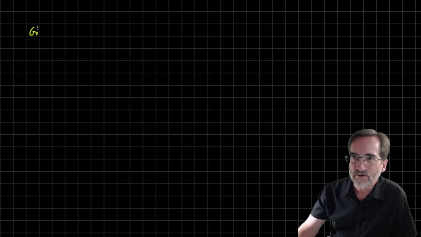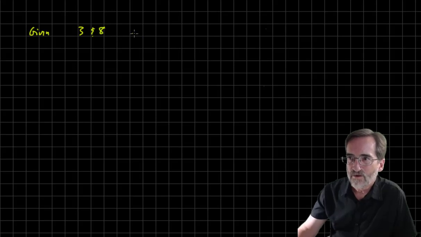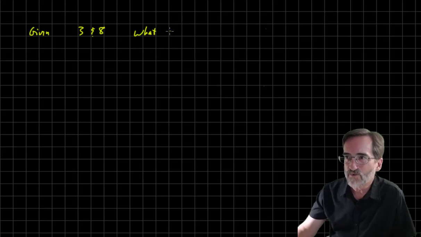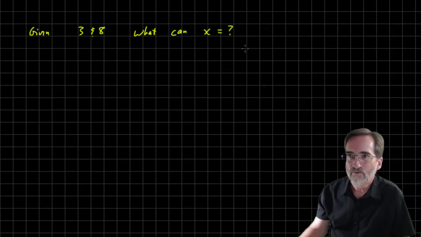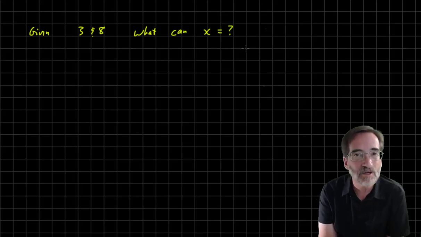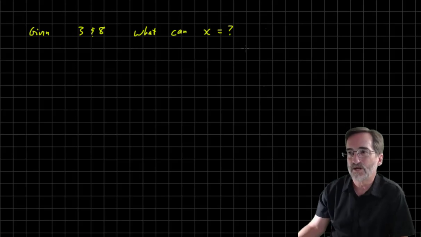Okay? Here's another way that we could ask this question. If you were given 2 sides, say 3 and 8, okay, what is the valid range of points that the third side could be? What can the third side, let's call it x, equal? So given one side is 3 and one side is 8, what can the third side equal?